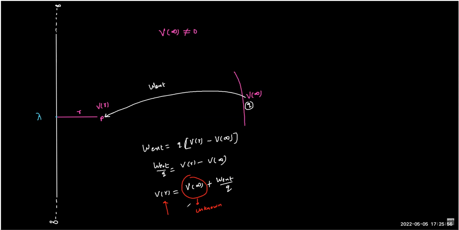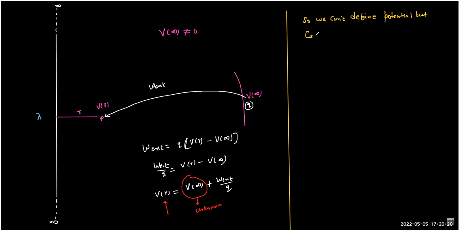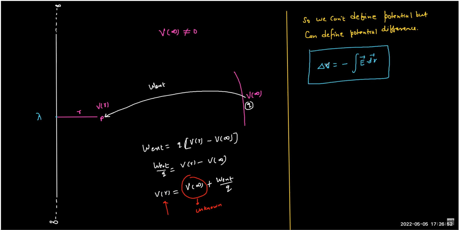But in such a case, what we can define is called potential difference. So we cannot define potential, but we can define potential difference. And why can we define potential difference? Because if you remember the definition of potential difference, delta V, it is minus integral of E dot dr. So if the electric field is existing in the space, then the difference will be there, isn't it? So this formula says that you can always calculate the difference.